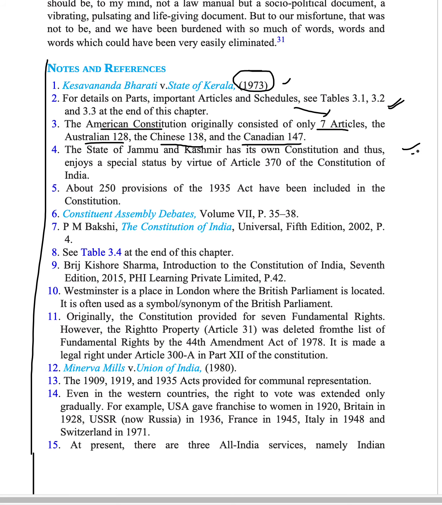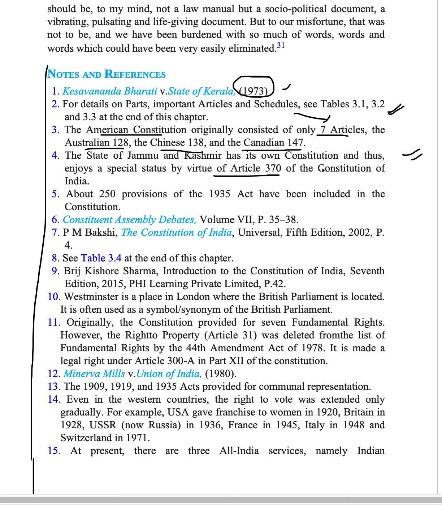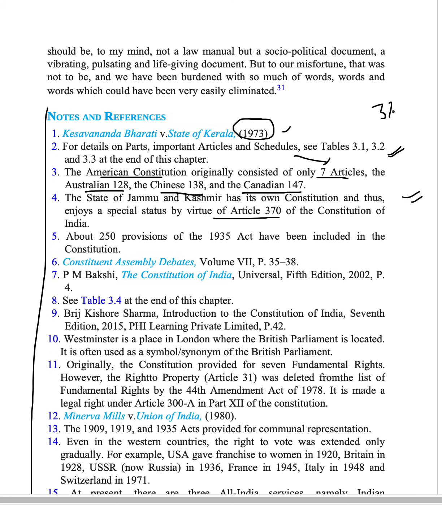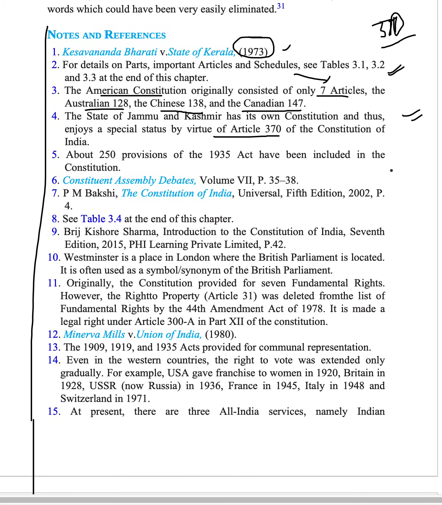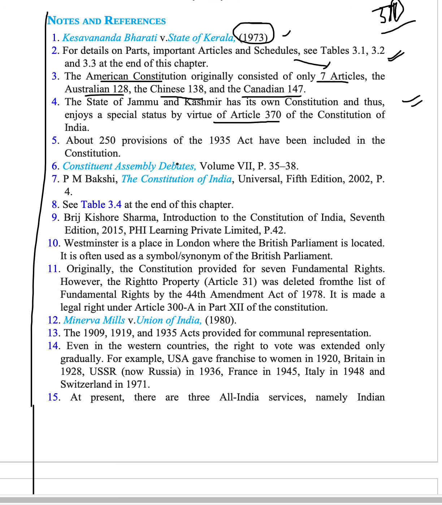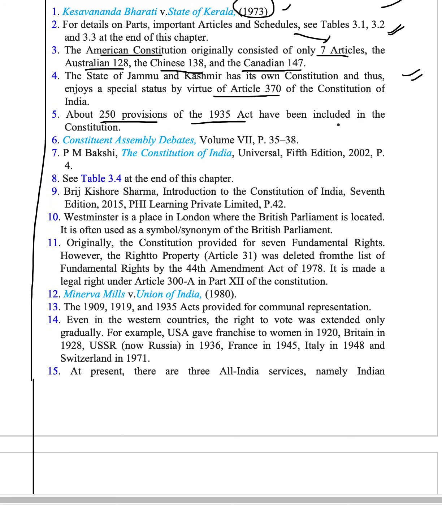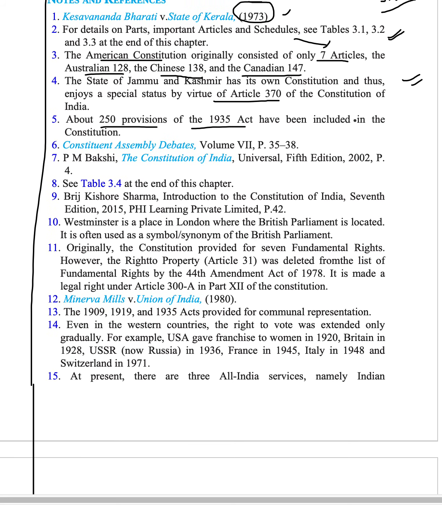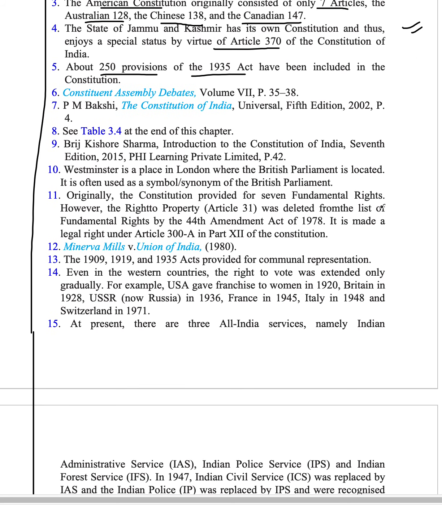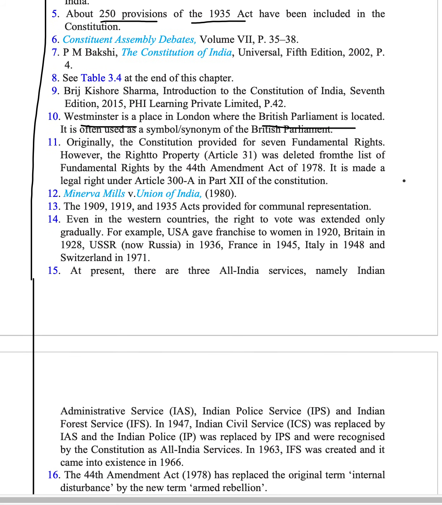Then Jammu Kashmir has its own constitution by virtue of Article 370. I just quoted Article 377, that is wrong. It is Article 370 actually. Then 240 provisions of the 1935 Act have been directly copied. So we know that that is the biggest source of our constitution. Then Westminster is the place where the British Parliament is located.